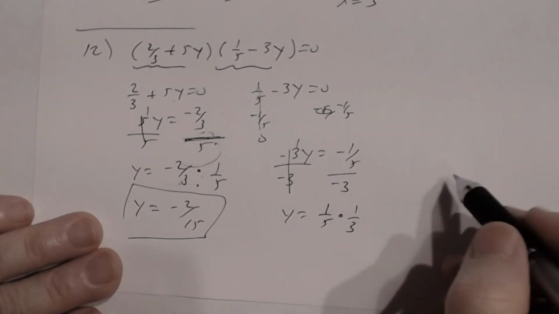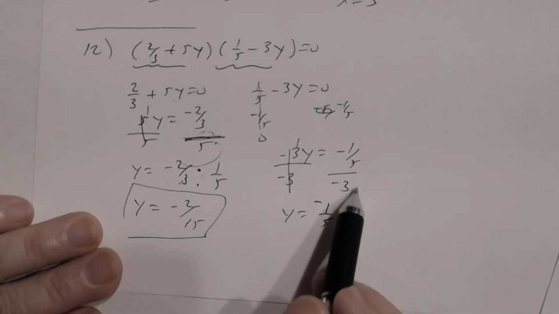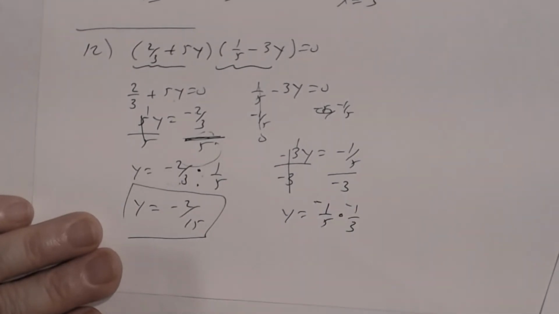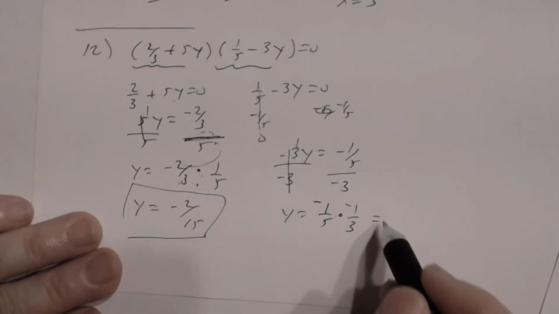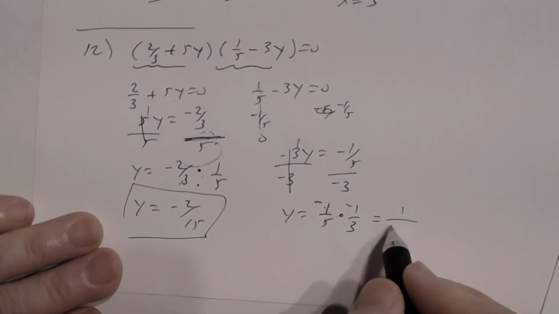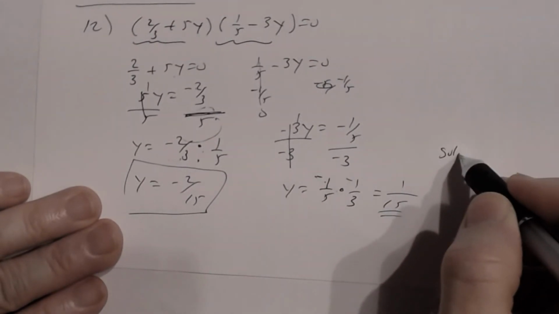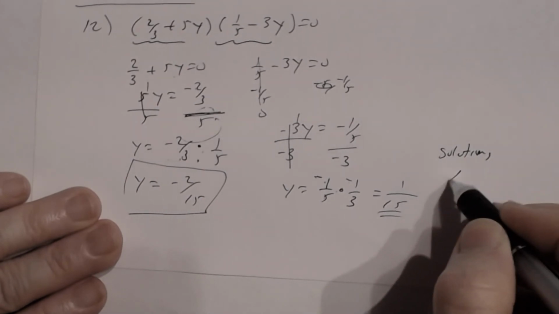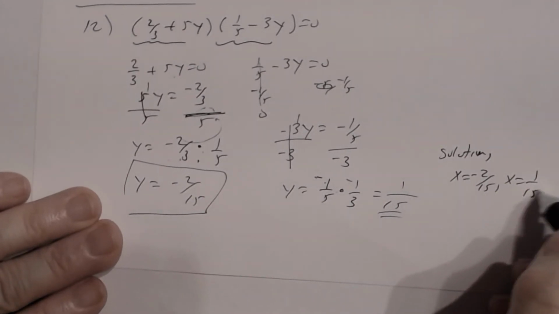Now if you wanted to keep the negative, you could. So it would be a negative 1/5. The reciprocal of a negative 3 is a negative 1/3. And then you just remember that a negative times a negative is a positive. So a negative 1 times a negative 1 is a positive 1. 5 times 3 is 15. Okay? So your two solutions are y equals negative 2/15, comma, y equals 1/15.